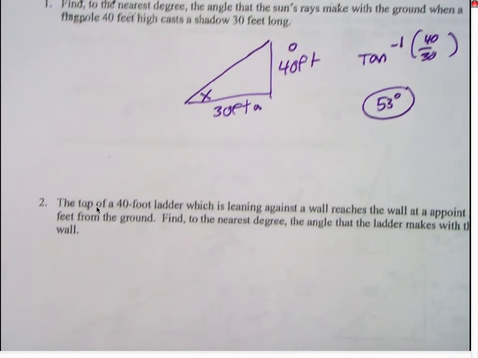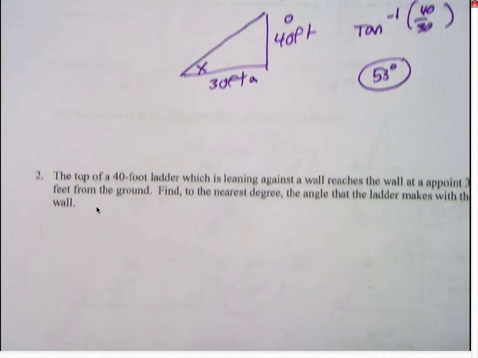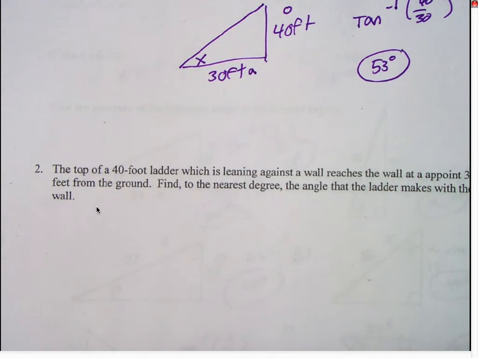Okay, for this next one, any questions on that? How I figured out where 30 and 40 went? How I labeled it opposite and adjacent? How I picked tangent? We're good. Okay. Number 2, I want you to draw this picture. Okay, let's draw it on our own. See if we get the same one.